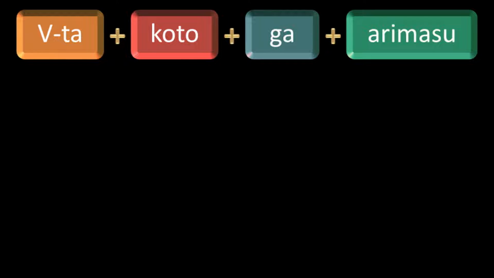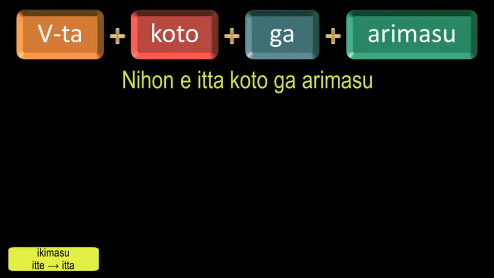Okay? Next, let us see how to use the ta form to create simple expressions in Japanese. The sentence pattern ending with V-ta koto ga arimasu is used in referring to something which one has experienced in the past. Let me give you a few examples and the usage will become clear. The verb ikimasu means to go. The te form is itte and the ta form is itta. By adding koto ga arimasu, we will get itta koto ga arimasu, which means I have gone. And to say I have gone to Japan, in Japanese it will be Nihon e itta koto ga arimasu.